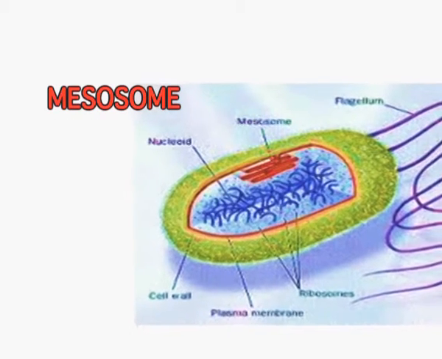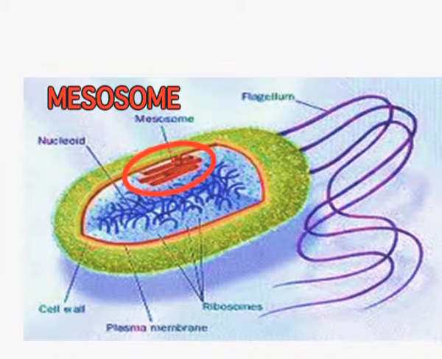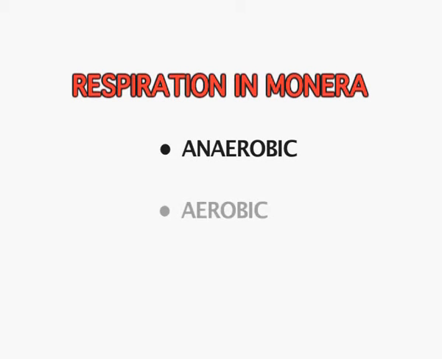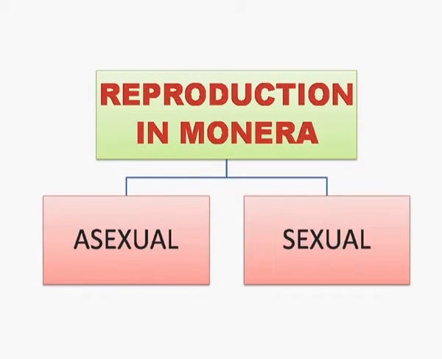You can see these mesosomes here in the figure as internal extensions of the plasma membrane. So, the cellular respiration takes place in these mesosomes in the absence of the mitochondria. The respiration otherwise is both anaerobic as well as aerobic. Reproduction too in these monerans is both by asexual method as well as sexual method.